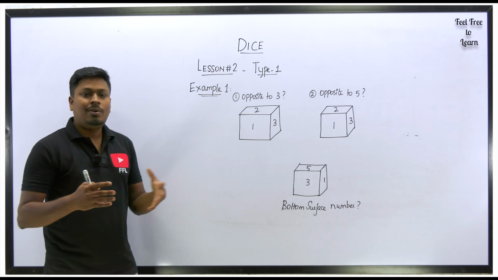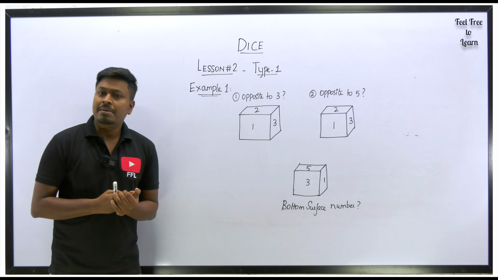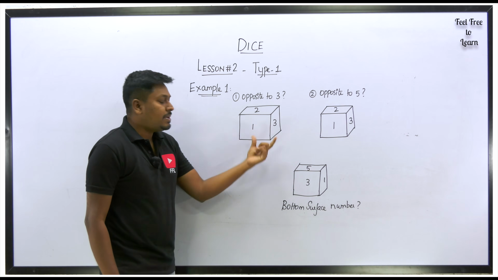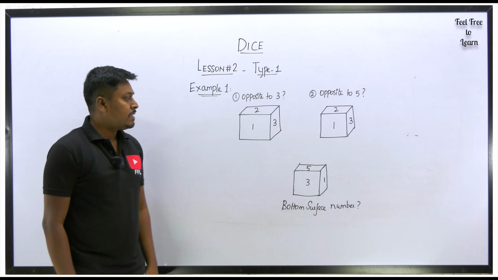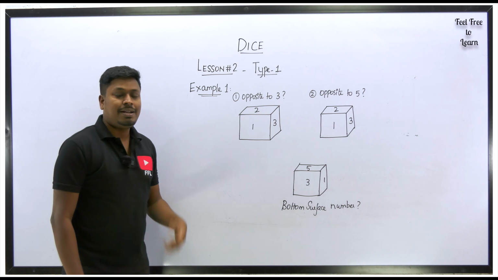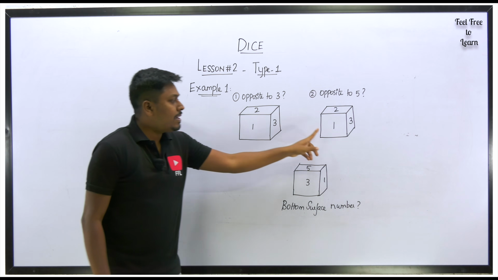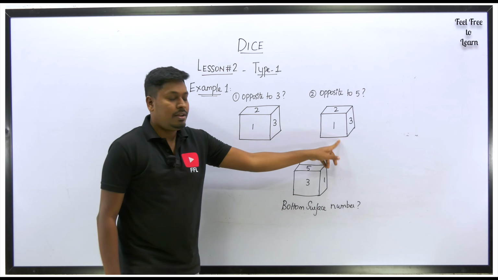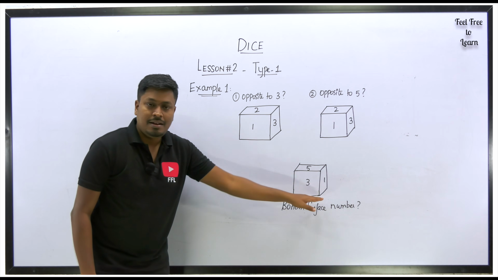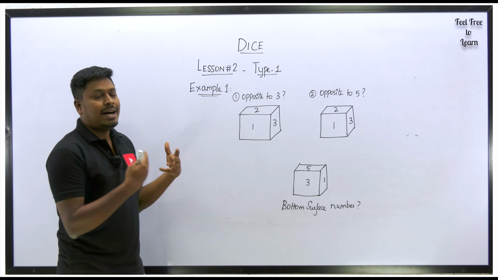After learning all the concepts, in that video itself I told you what type number 1 is. Type number 1 is where usually in the exams they will give you only one image, and based on the image our target is to find the required answer. Just see here, they have given an image, and the question is: opposite to 3. Our target is to find the number which is opposite to 3. Similarly, by giving this diagram, what is opposite to 5? Similarly, by giving this diagram, the bottom surface number, which is this bottom surface, we have to find.